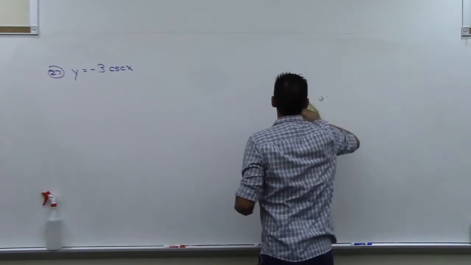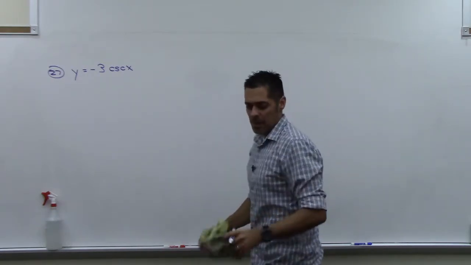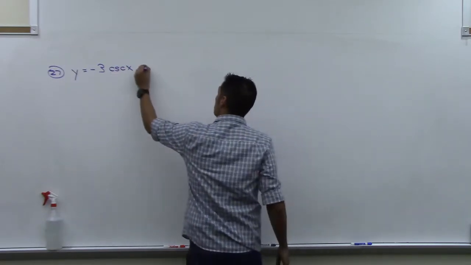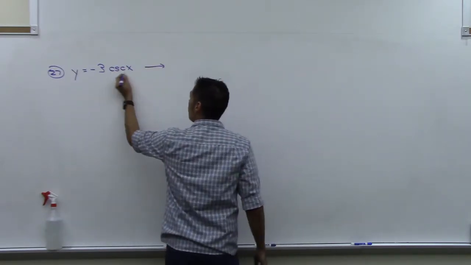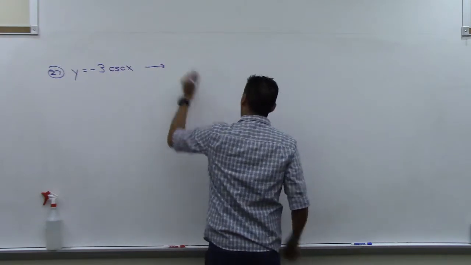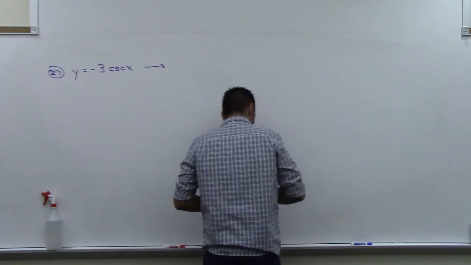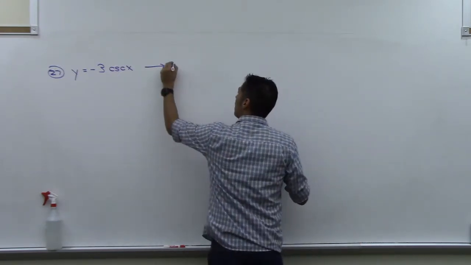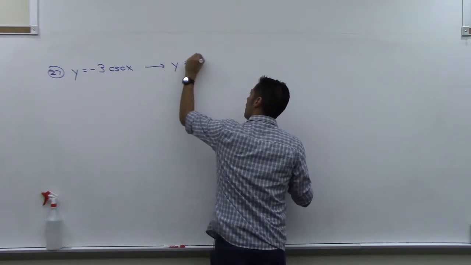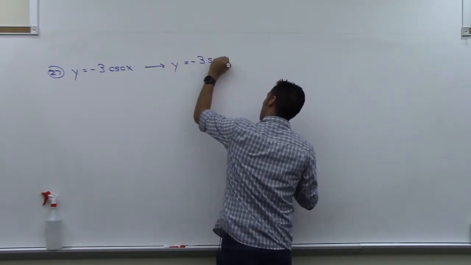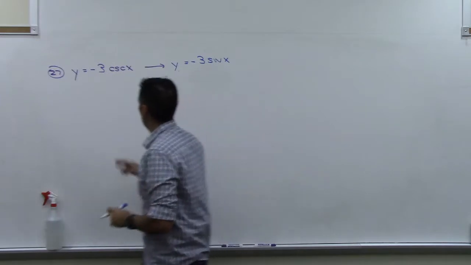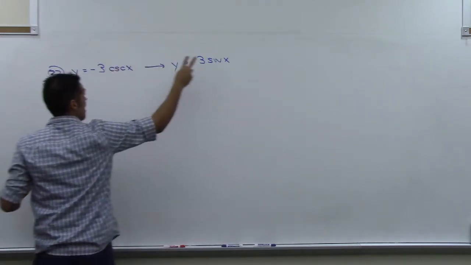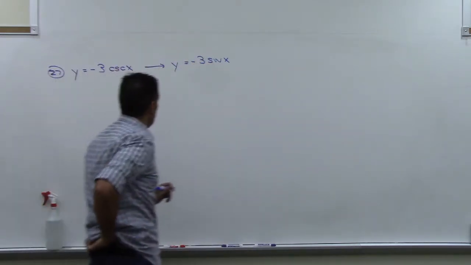So the way that I tell you to graph this is by first switching this over, realizing that this is 1 over sine, and just graphing, instead of trying to graph the cosecant, graph this -3 sine of x, okay? So we're gonna do, instead of this, this. Now let's see what happens here.